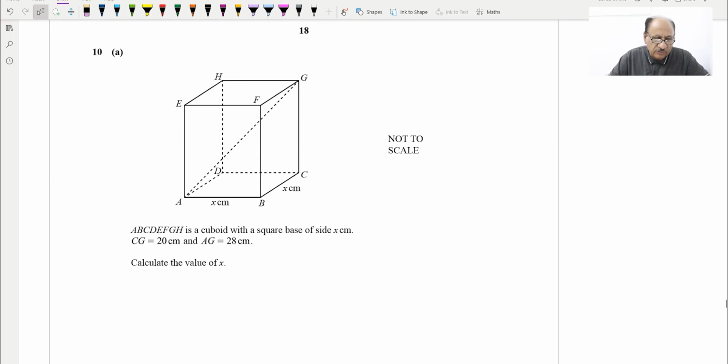Hopefully you understand this. Now question number 10, part A says the diagram is not to scale. ABCD is a cuboid with a square base of side x. This side is x, this side is also x. CG is equal to 20, so this side is 20, and AG is equal to 28. Now they're saying calculate the value of x.